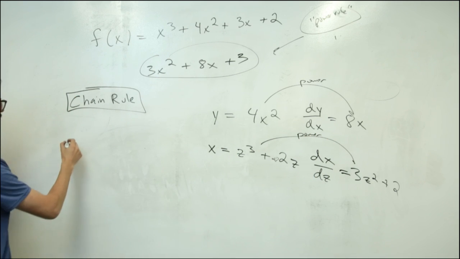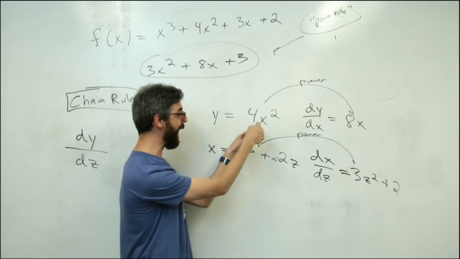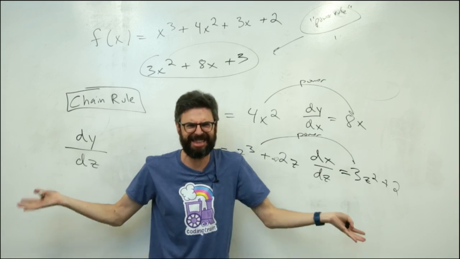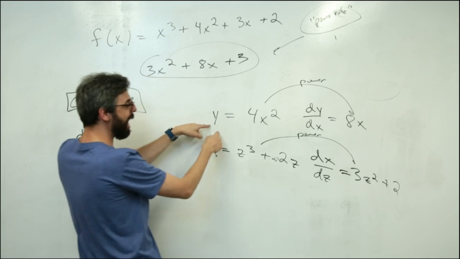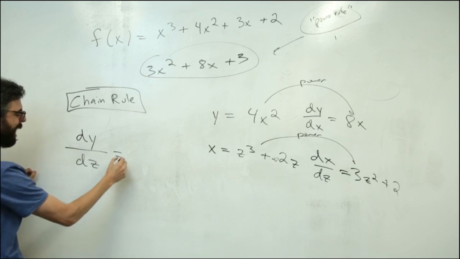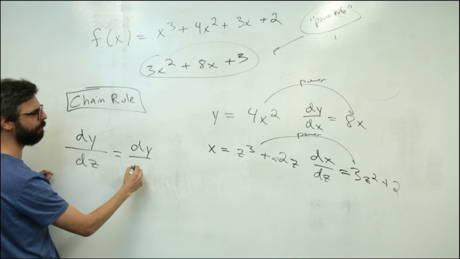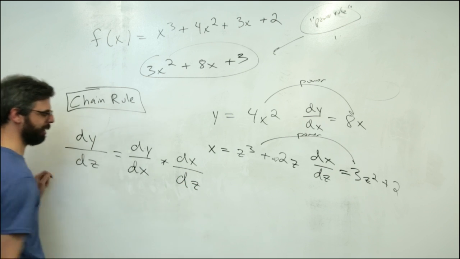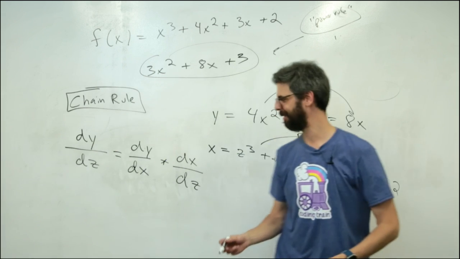But what if I wanted to ask, how does y change relative to z? y is dependent on x, but x is dependent on z. Now, I could just plug z in here and work out all the math, I think. But I can also use something called the chain rule. The chain rule states that with a function that depends on another function, I can separate this out into two different parts. I can say, dy over dz equals the change in y relative to x times the change in x relative to the change in z. Did I get that right? Is that what I had before?